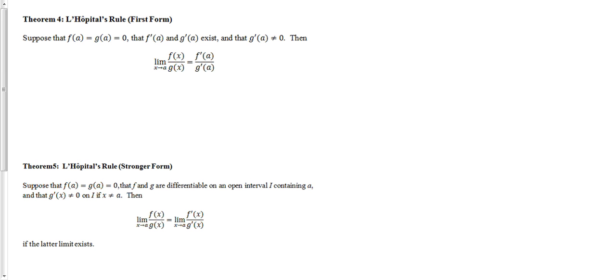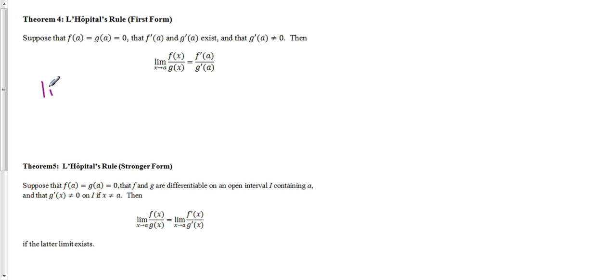So theorem 4 says, suppose that f of a and g of a are both equal to 0, and that f prime of a and g prime of a exist, and that g prime of a isn't equal to 0. Then, in the limit that x goes to a, f of x over g of x is equal to f prime of a over g prime of a. Now, how did we get here? You might want to ask yourself.